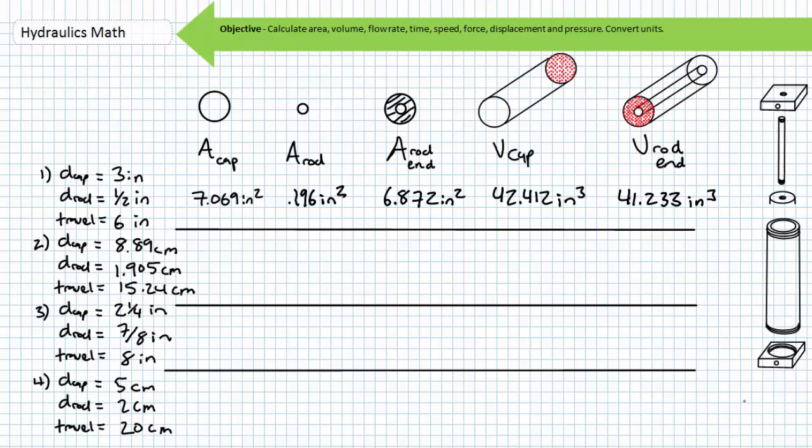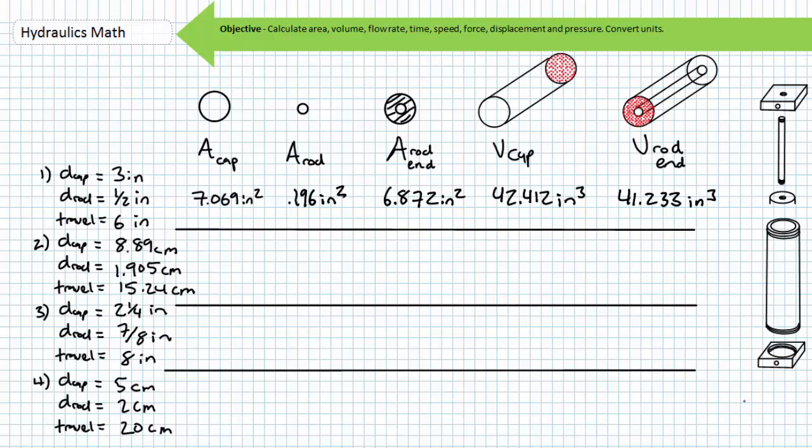Our first example has a cylindrical actuator with a 3-inch cap diameter. This presents a 7.069 square inch surface area. The rod has a ½ inch diameter. The rod has a surface area of 0.196 inches squared. The rod end, the ring, is the area of the cap minus the area of the rod and presents a functional surface area of 6.872 inches squared.